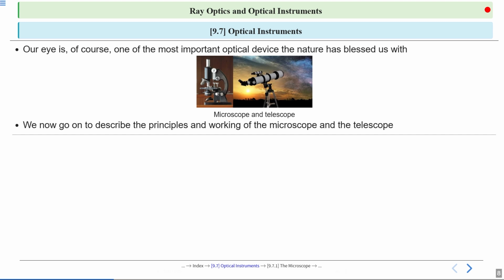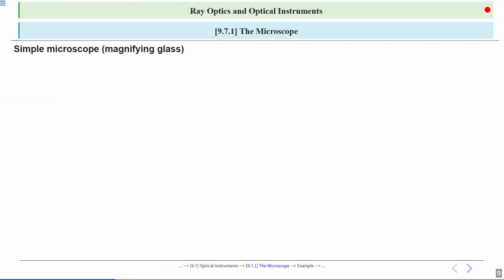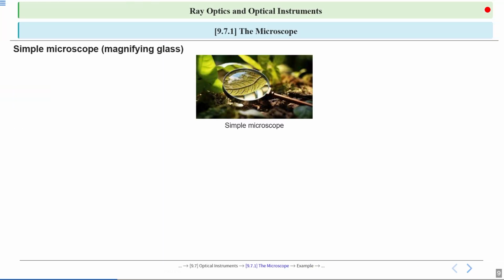Now let's delve into the principles and working of these instruments. The microscope and telescope operate on similar optical principles, but they are designed for different purposes. Understanding these principles will help us see how they magnify objects and why they are crucial in scientific exploration. We will break down their components and how they work together to achieve magnification. So now we will discuss the microscope in this lecture. We will discuss two types of microscopes, simple and compound.